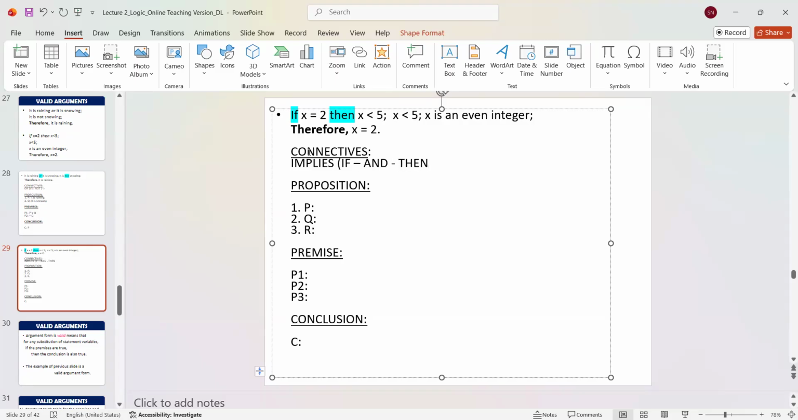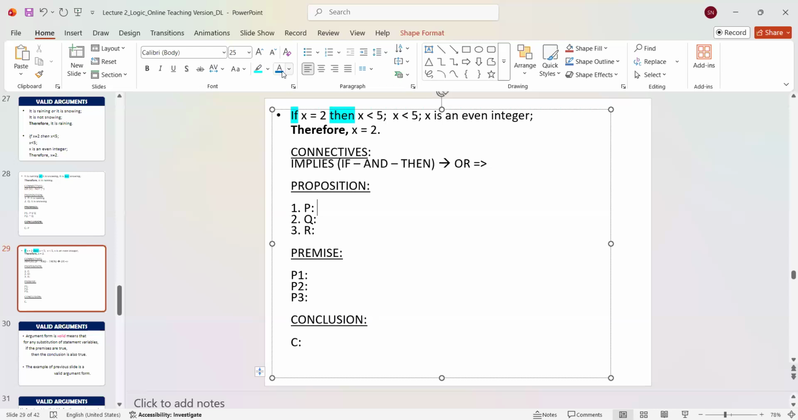Okay, and the symbol for if and then is, you can either use this like this, or you can use the equal to sign with an arrow at the end. This symbol is accepted. So that's our connective. Now, that's the only connective in there. So now let's remove if then, and then identify the propositions in this problem. What is my first proposition after the word if? X is equal to 2. X is equal to 2. Thank you. So that's the first one, x equal to 2.